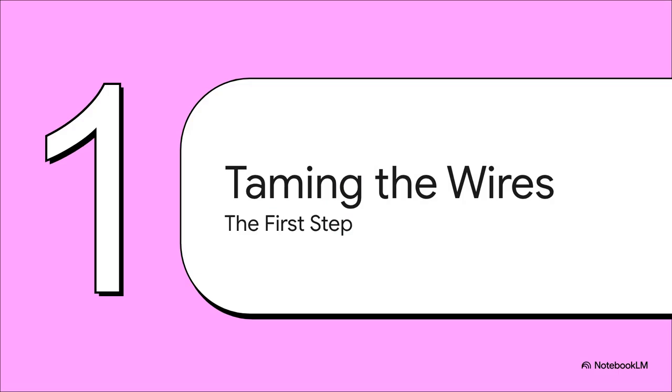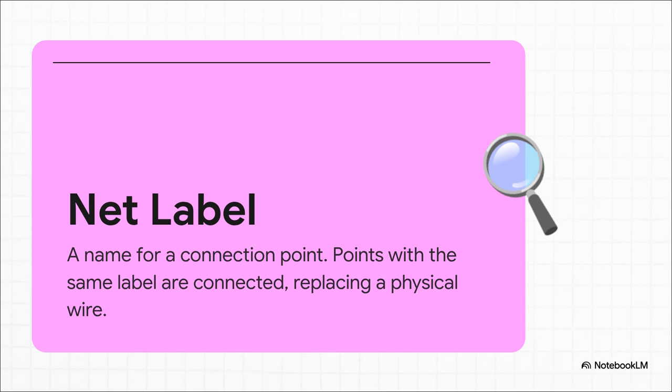Okay, first things first, we've got to tame those wires. So the very first tool in the toolbox is something called a net label. Think of it this way. Instead of drawing a long, messy wire that winds all over the page, an engineer just gives a connection point a name. Let's say data_out. Then, somewhere else on that same page, they create another point and give it the exact same label. The software is smart enough to know, hey, these two are connected. It's like an invisible wire, and boom, the page is instantly cleaner.